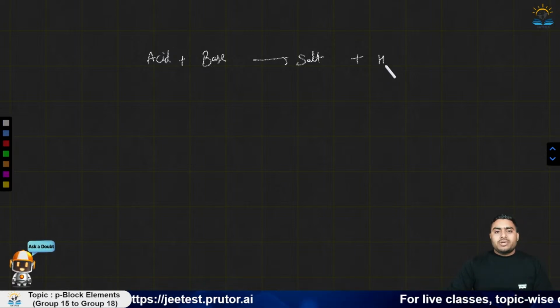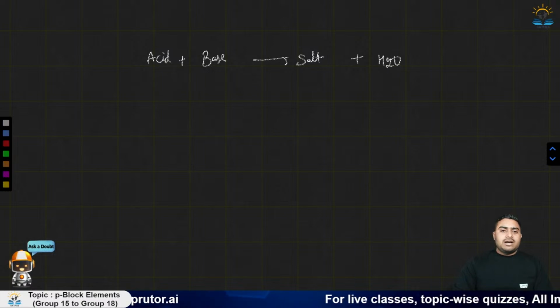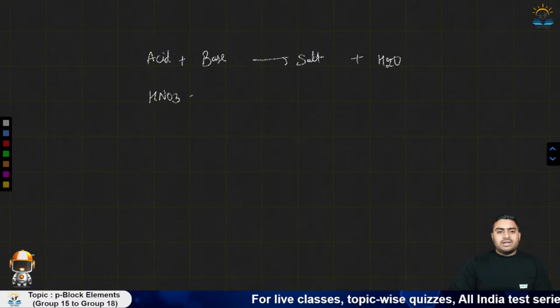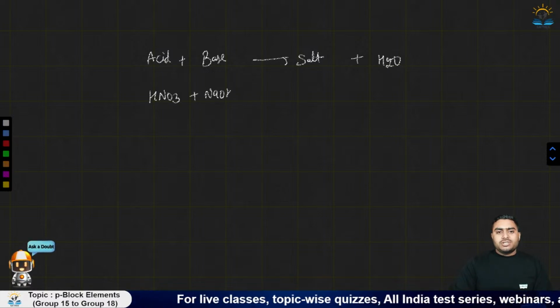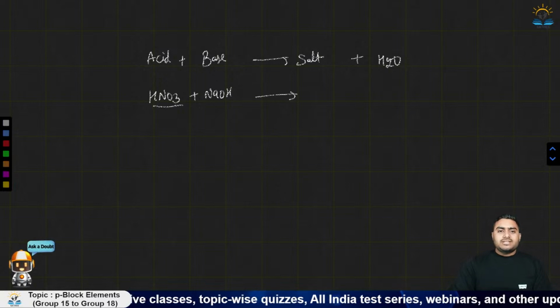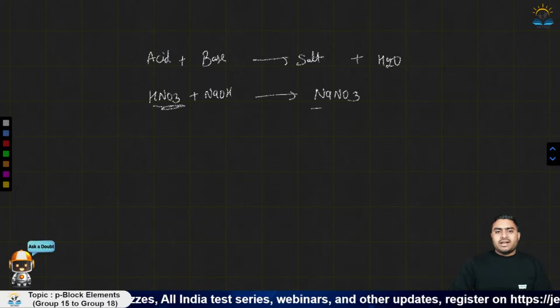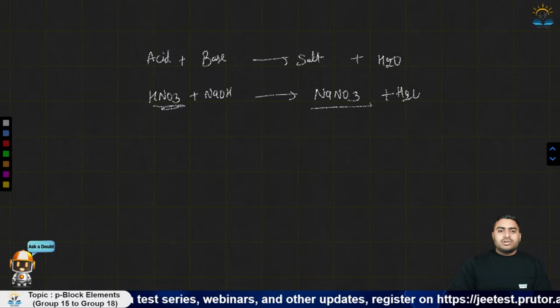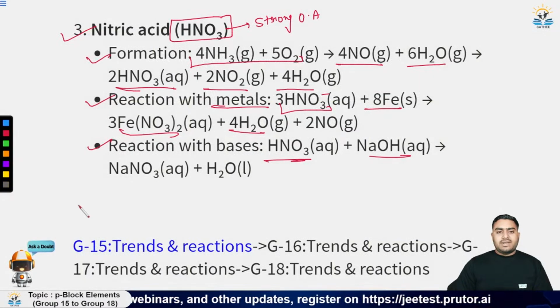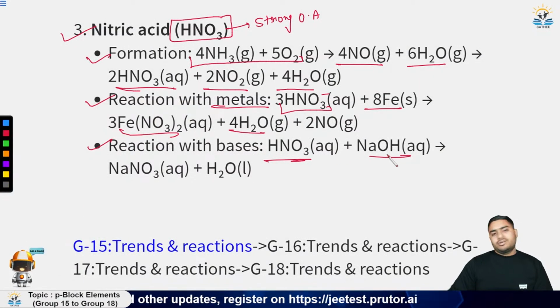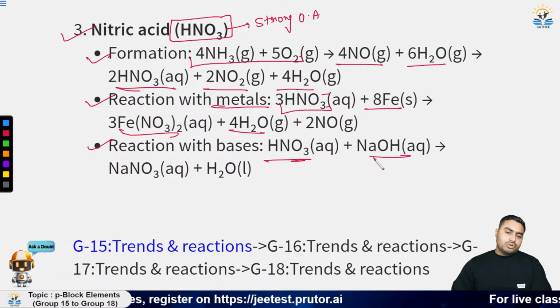Okay, salt plus water. So you can see HNO3 is an acid. We are treating HNO3 with NaOH, which is a base. So you can say simply HNO3, an acid, plus base gives salt, which is NaNO3, sodium nitrate, plus water, H2O. You can balance this equation; that is very simple. HNO3 plus NaOH gives NaNO3 aqueous plus H2O liquid.